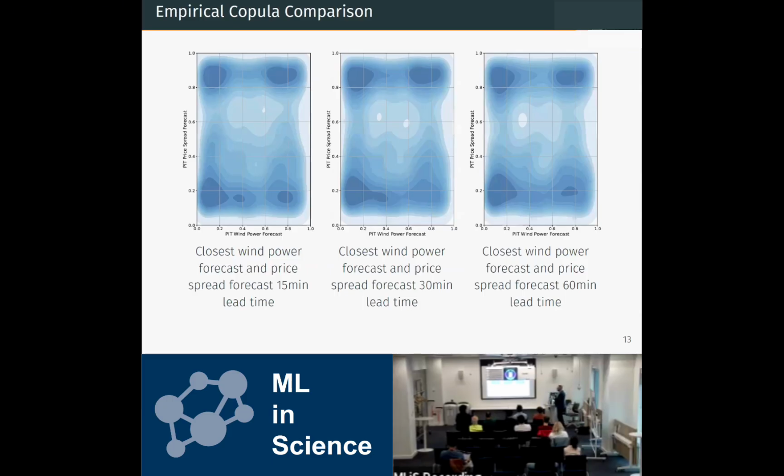And then we took all the price forecast, of course, and the wind power forecast. If you use the probability integral transform of the price forecast and the wind power forecast, you can create an empirical copula. The copula can show you the actual dependence that you have between two probabilistic forecasts, at different probability levels. And this is something that I was anticipating to see as well.